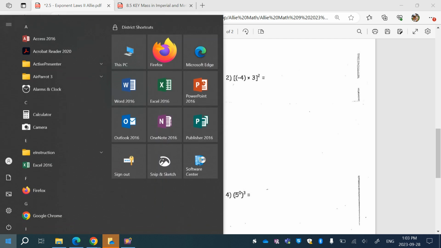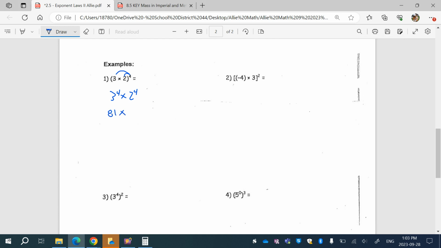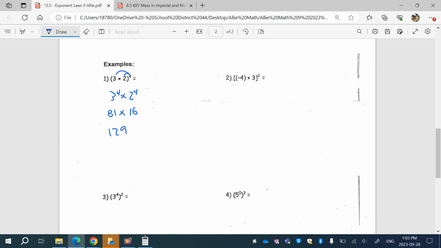Let's use my calculator. I need to get a better calculator that does more complicated stuff. Okay, well, I'll do 3 times 3 times 3 times 3 equals 81 times 2 times 2 times 2 times 2 equals 16. And let's go 81 times 16 equals 1296.